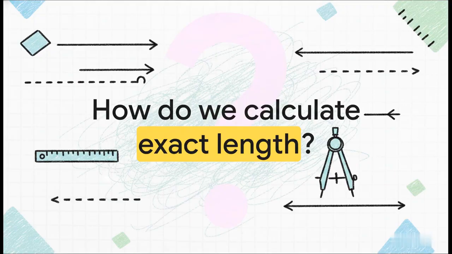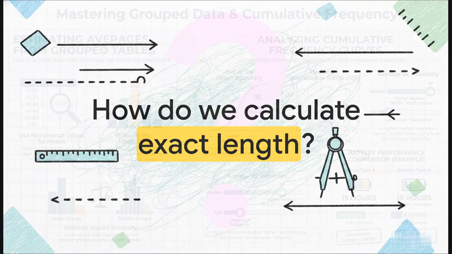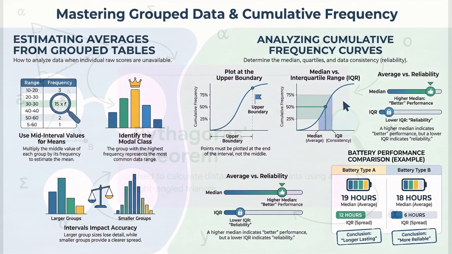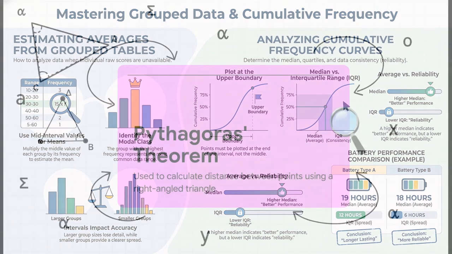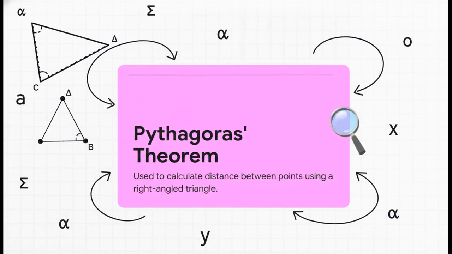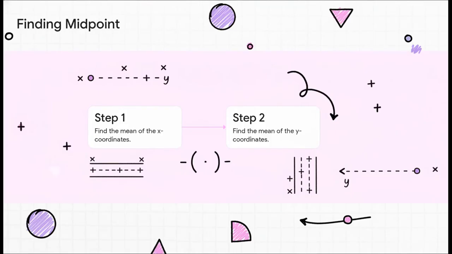Okay, so what if we need to know exactly how long this straight line segment actually is? We borrow from Pythagoras, build a right-angled triangle, and boom, our line becomes the hypotenuse we can measure. Need the exact middle point? Just calculate the average of your x-coordinates, then average your y-coordinates.